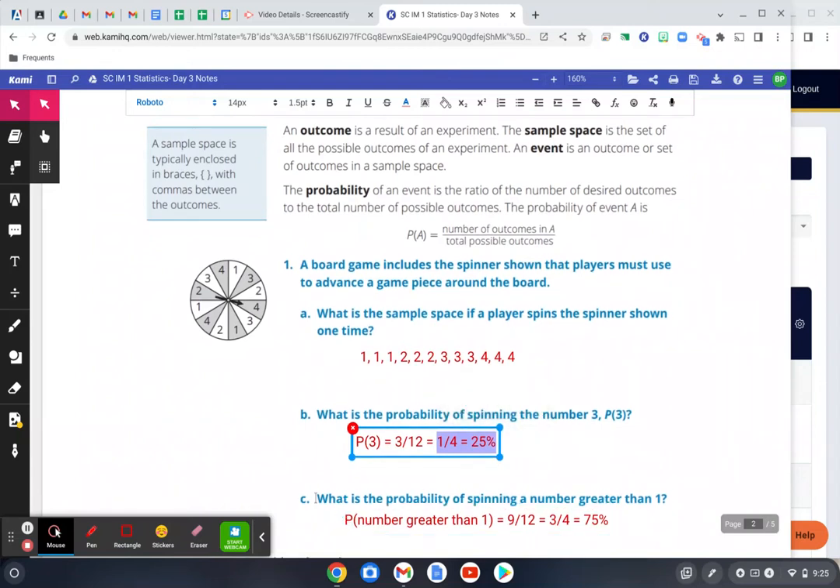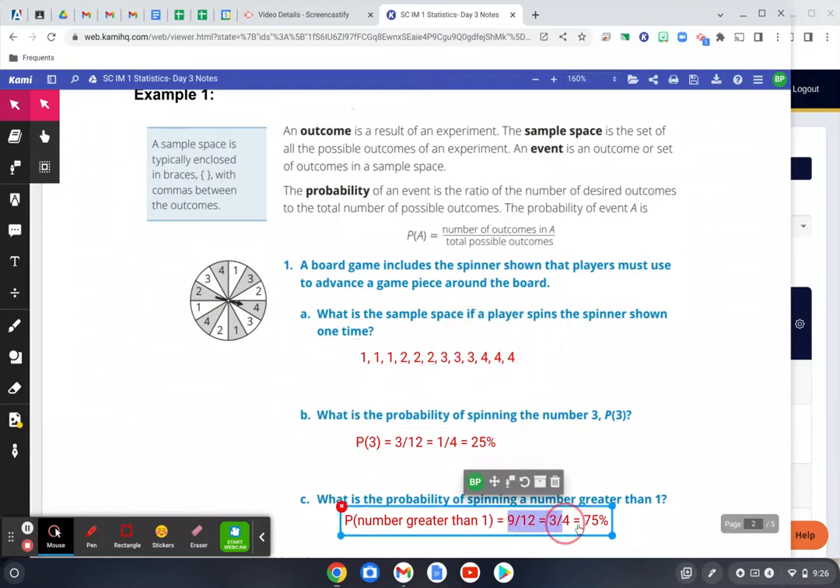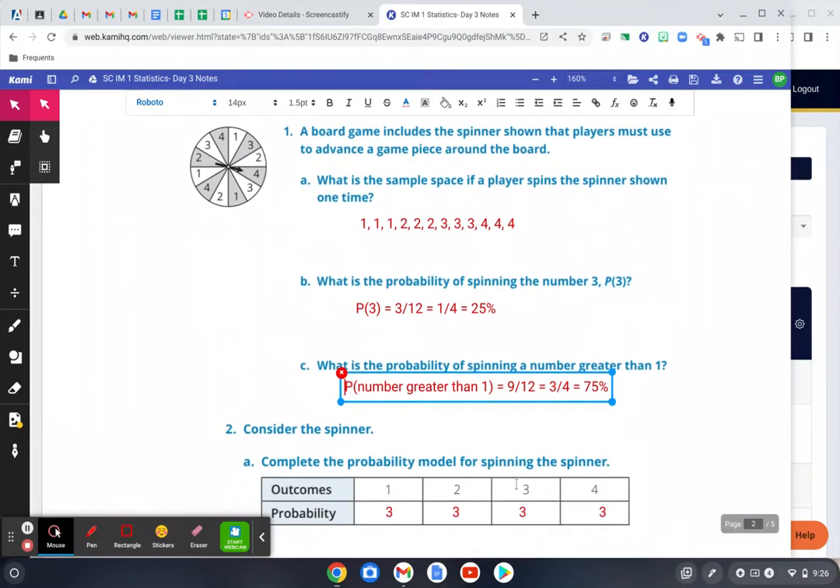Part C, what is the probability of spinning a number greater than 1? Well, that's all of these numbers right here, the 3 twos, the 3 threes, or the 3 fours. So that right there is 9 outcomes out of the total 12 outcomes, and that gives us 75%.